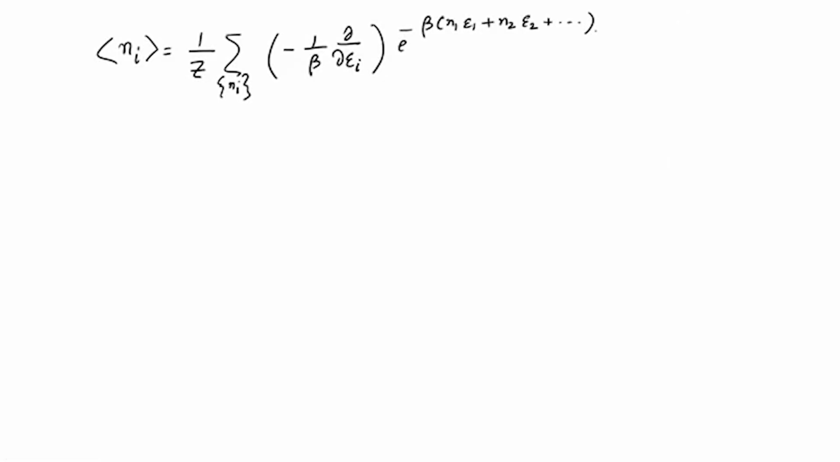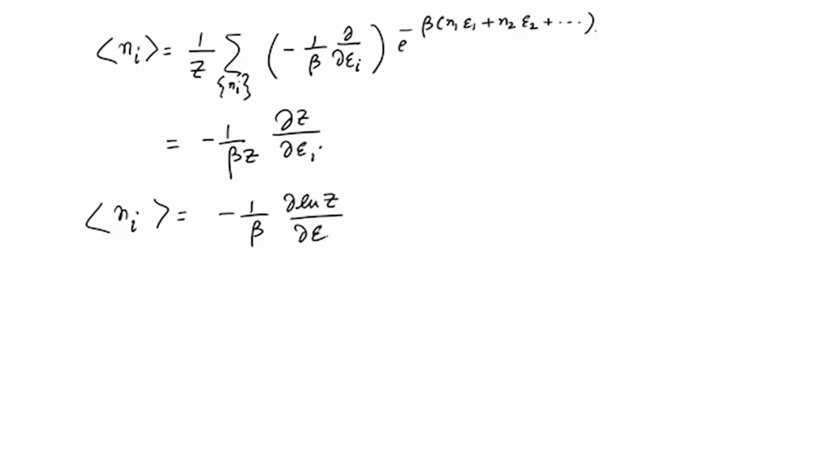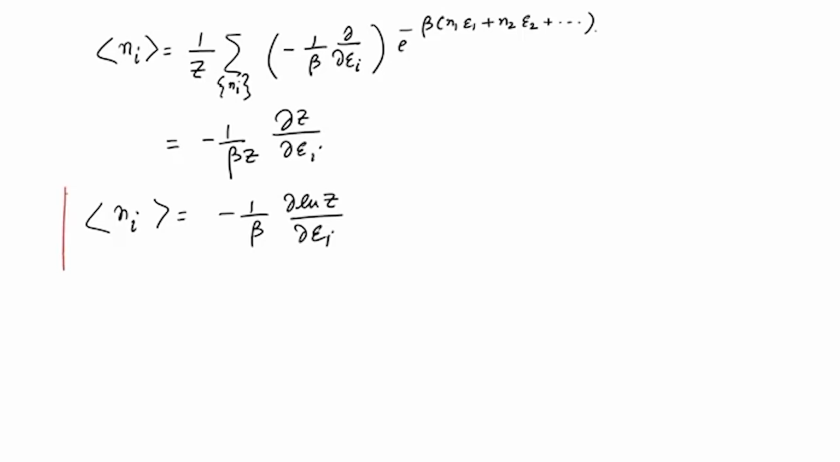So, this is equal to minus 1 over beta Z times del Z del epsilon I. Okay. So, Ni is then equal to minus 1 by beta times del ln Z del epsilon I, because this can be further simplified. So, this is the formula for calculating the average number of particles, and this is what we have seen earlier, right. You have the partition function, take the log of the partition function, take a derivative with respect to epsilon I, and that would give you your average particle number. Okay.